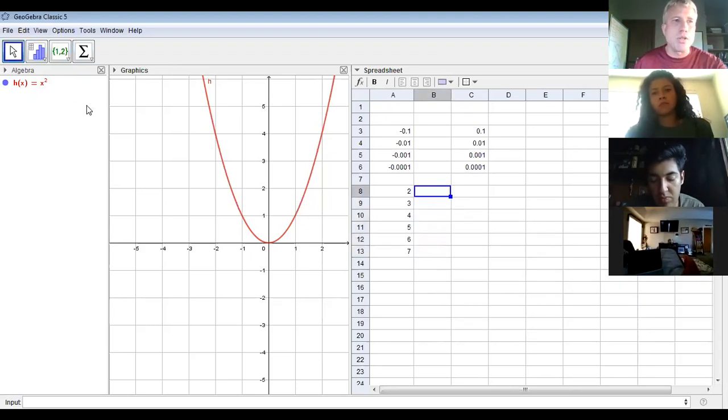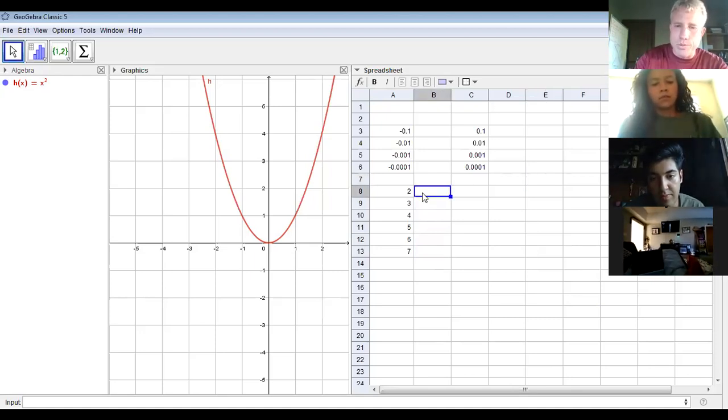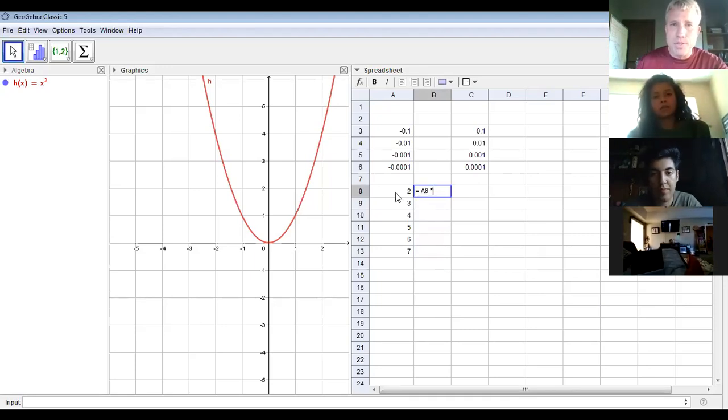In Excel, you can't make a function, but you know what x squared is. x squared is x times x. So I could go equals A8 times A8. That's squaring, right? Multiply something by itself is squaring, and then enter. And then left click and hold, drag.